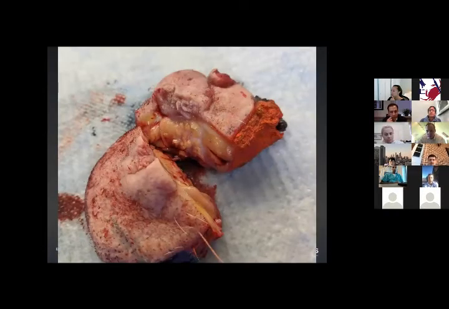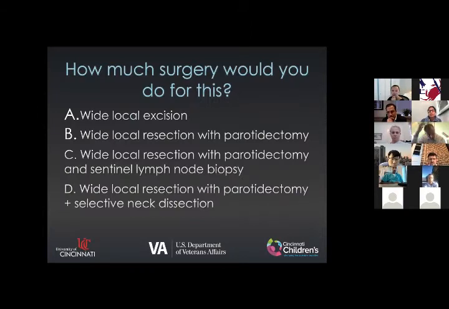That's good. That's about the margins I took, about 1 centimeter around what I can see grossly from the disease. And we'll talk a little bit about what surgery ended up happening. But it actually leads to the second poll question, which is, how much surgery do you do for this? Would you just do a wide local resection, wide local resection with a superficial parotidectomy, wide local excision with the parotid and then you do a sentinel lymph node because maybe it's high risk? Or would you do a wide local resection with the parotid and a selective neck dissection based on the imaging and that node in the PET scan?